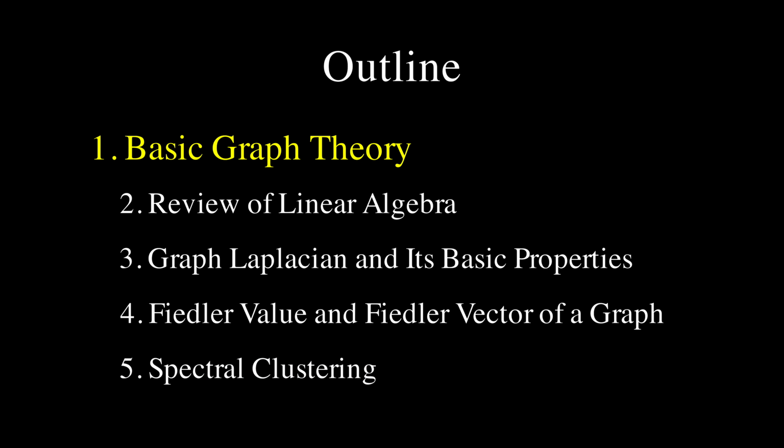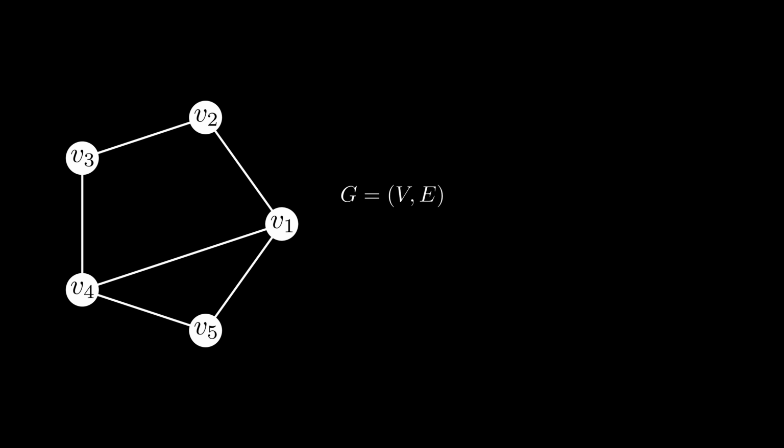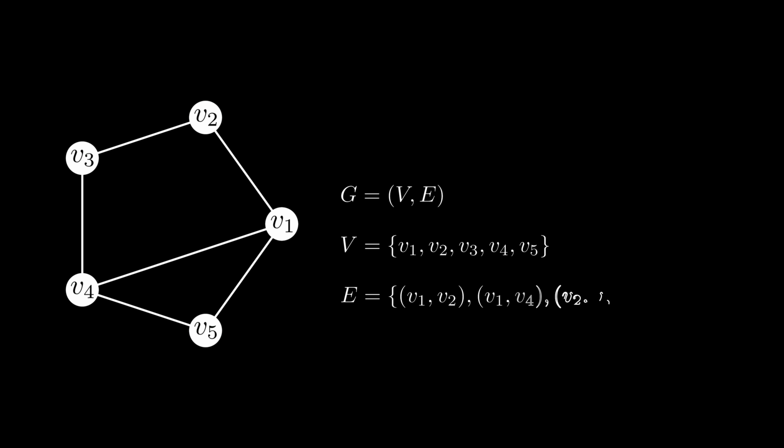Now, let's get started. A graph G is made of vertices and edges. The collection of vertices is denoted as V, and the collection of edges is denoted as E. For example, this graph has 5 vertices denoted as V1 up to V5, and it has 6 edges denoted as tuples of Vi, Vj. For example, V1, V2 means there is an edge between vertex 1 and vertex 2.